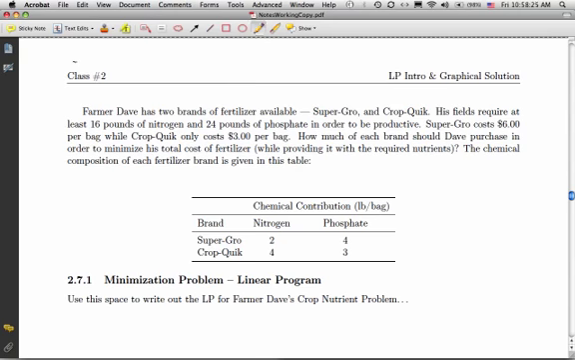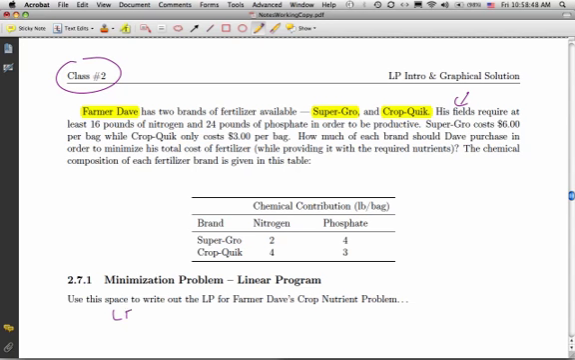Okay, the other thing that we did in class number 2 was the following problem. We had Farmer Dave and his two types of fertilizer available to us, Super Grow and Crop Quick, and they have different costs, and he's trying to minimize his overall cost while still meeting his field requirements. So let's use this space to write out the LP.